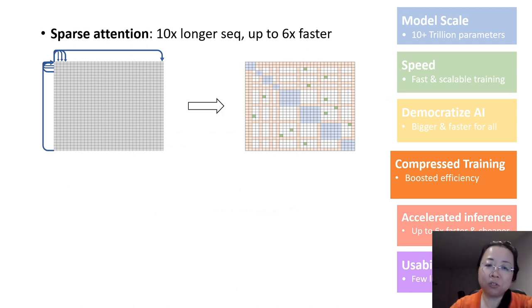The next area is compressed training. DeepSpeed uses a condensed form to represent, store, compute, and communicate information, saving resources and boosting efficiency. One example is DeepSpeed sparse attention. Compared with classic dense transformers, our efficient sparse kernels support 10x longer sequence of model input and up to 6x faster training. This is a core feature to enable long text, image, and sound processing.